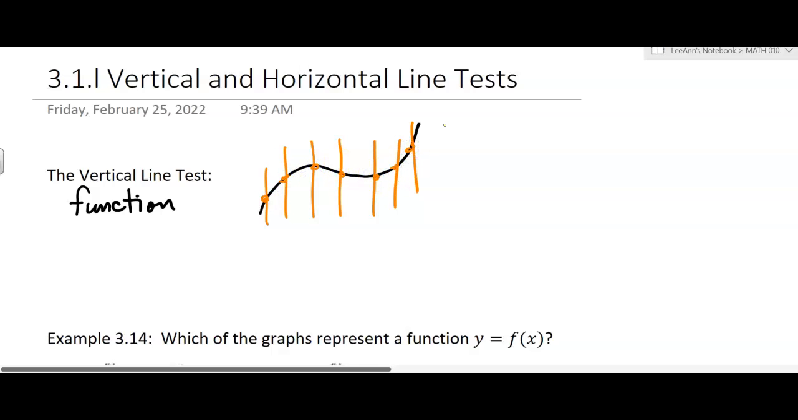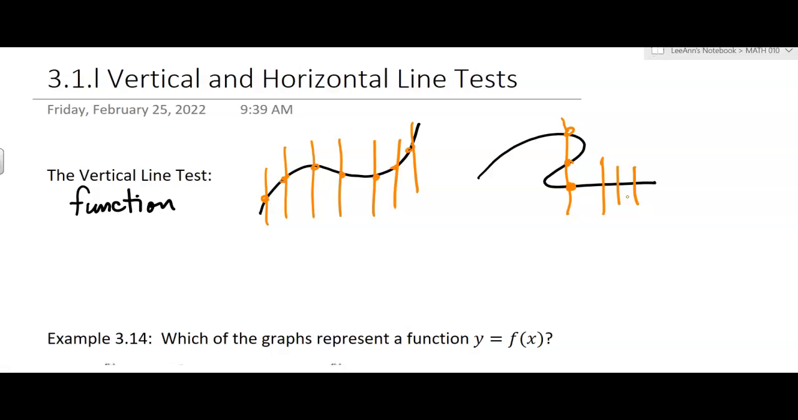So if I had a picture like this, that's not going to be a function, because right there, if I draw a vertical line, it hits 3 places. And you can say, yeah, but over here it only hits 1 place. That doesn't matter. If it overlaps even 1 time, then it's not a function. So this is a function. This is not a function.